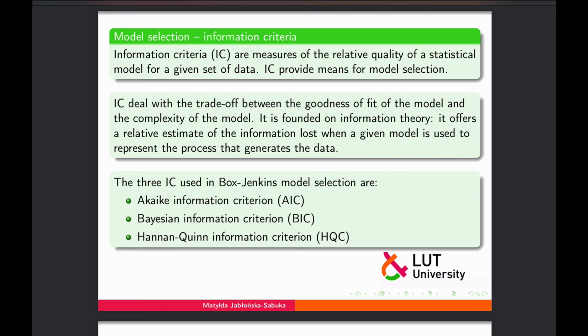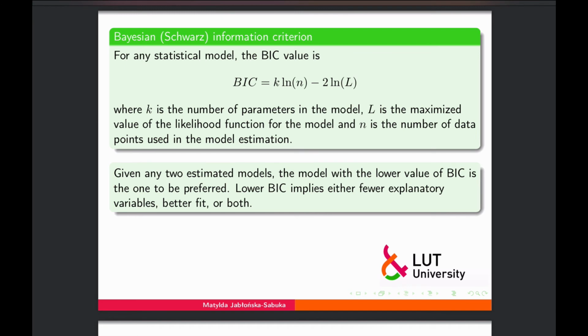So the 3 information criteria used in the Box-Jenkins model or ARMA model that we have discussed so far are the Akaike information criterion, commonly denoted as AIC, then the Bayesian information criterion, BIC, and then the Hannan-Quinn information criterion. So the first one, Bayesian, also known as the Bayesian-Schwarz information criterion, is given by this formula. In here we have K as the number of parameters in the model, N is the number of observations that we have, and then L is the maximized value of the likelihood function.